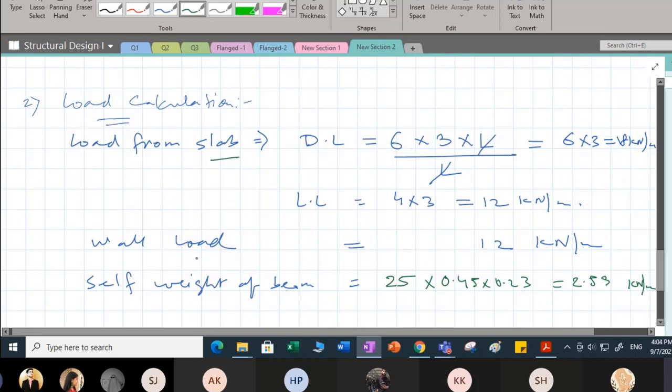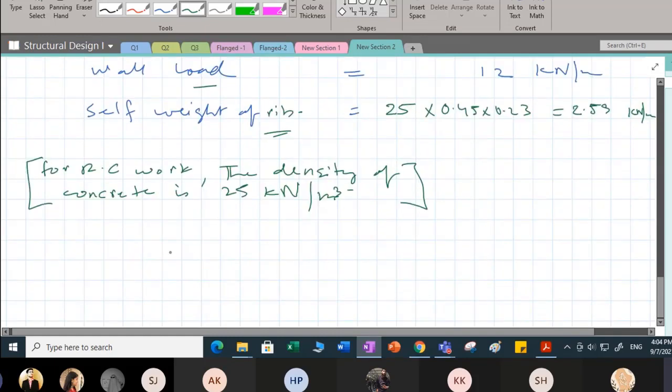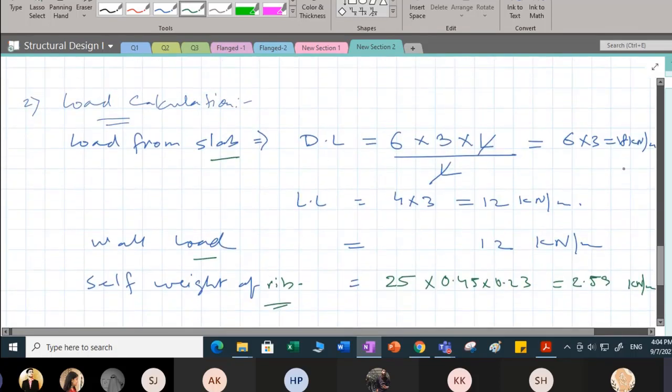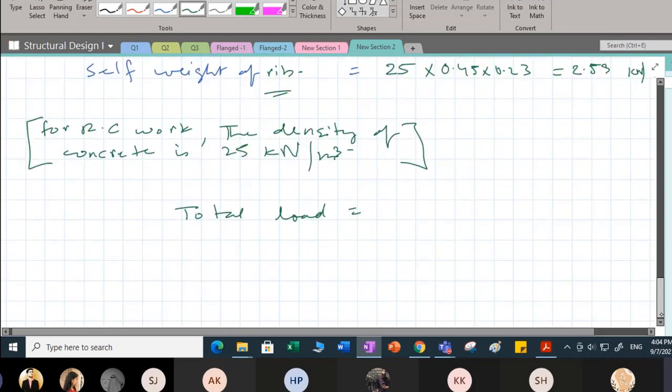One is from the slab, one is the wall load, which is going to be supported directly on the beam. Next is the self weight of the beam. Rather than beam, let me write it down as self weight of rib, the rib portion. So it is 2.59 kilonewton per meter. So what is the total load present in the beam? Add all the loads: 18 plus 12, 30, 42. So how much is it coming? 44.59. So total load is 44.59 kilonewton per meter.